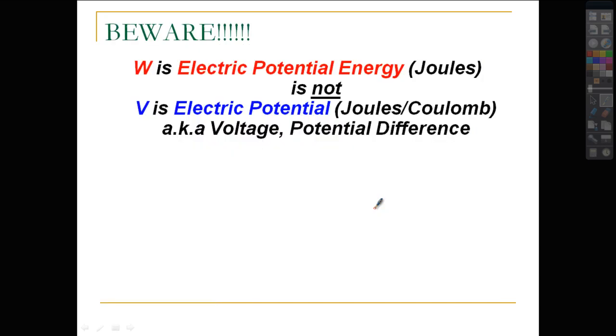So beware, do not get these confused. W is electric potential energy. It's measured in joules. V is electric potential. It's measured in joules per coulomb. V is W over Q. So the units for that, joules for W and coulombs for Q.